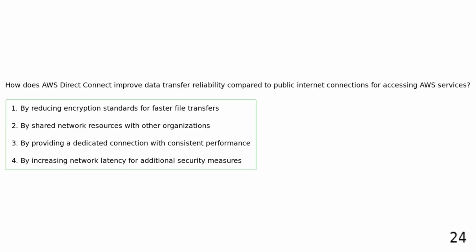How does AWS Direct Connect improve data transfer reliability compared to public internet connections for accessing AWS services? By reducing encryption standards for faster file transfers. By shared network resources with other organizations. By providing a dedicated connection with consistent performance. By increasing network latency for additional security measures.